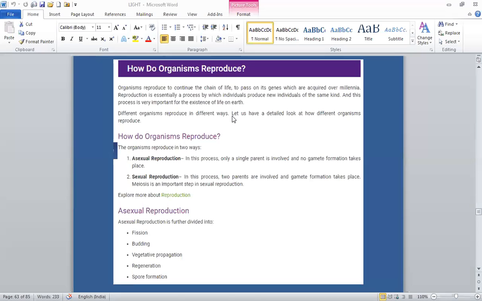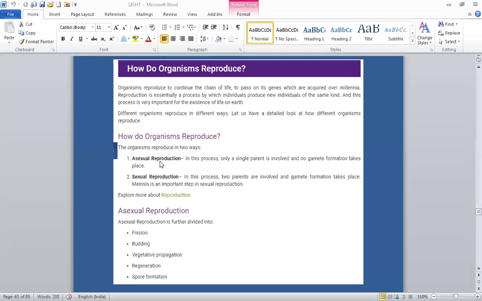Now we will study how do organisms reproduce. Usually the organisms reproduce in two ways. The first method is asexual reproduction. What is this asexual mode of reproduction? It is the mode of reproduction in which new individuals develop from specialized or unspecialized somatic part of a single parent without forming gametes and their fusion.